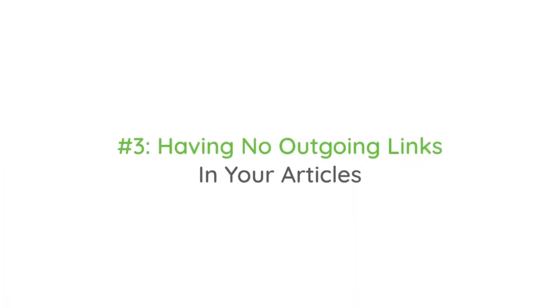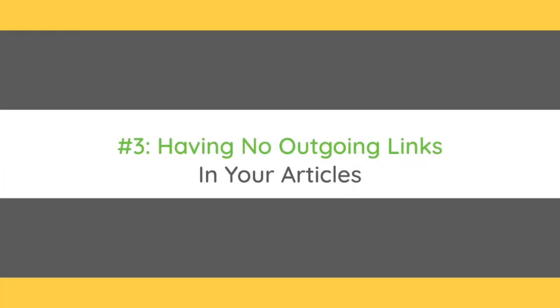Okay, number 3, next thing that can signal to Google that your content's not very high quality is having no outgoing links in your articles. SEO people used to obsess over this, saying things like, why would I link out to another website and risk sending my valuable traffic elsewhere? But at some point, we all realize that helpful external links are really important to creating valuable content for readers.